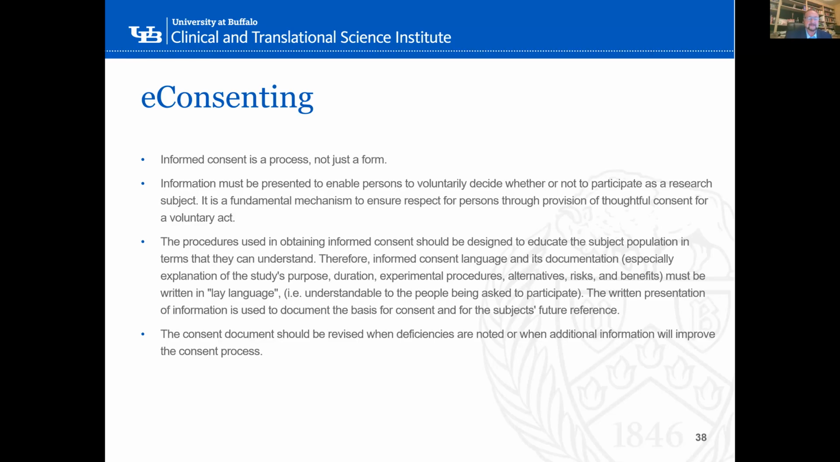The procedures used in obtaining informed consent should be designed to educate the subject in terms that they can understand. Therefore, informed consent language and its documentation, especially the explanation of the study's purpose, duration, experimental procedures, and they call everything a procedure in studies, alternatives, risks, and benefits, must be written in lay language, understandable to the people being asked to participate. The written presentation of information is used to document the basis for consent and for the subject's future reference. And it has to be people who can give consent to the study.